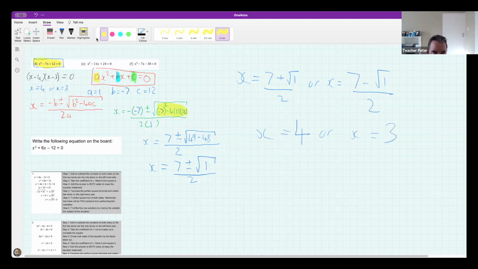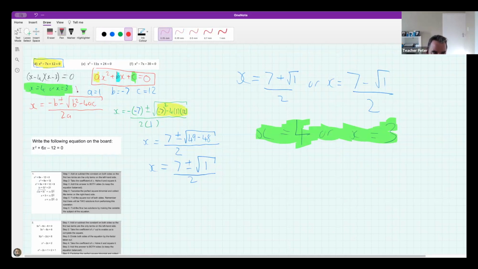Now, ladies and gentlemen, I have very good news for me and for you. X is 4 and X is 3 sounds very, very familiar. If you go back to the original part of the question, can you see that I told you X is 4 and X is 3? So the good news is both the factorizing method and the formula method give us the same answers. So at least the world is consistent.